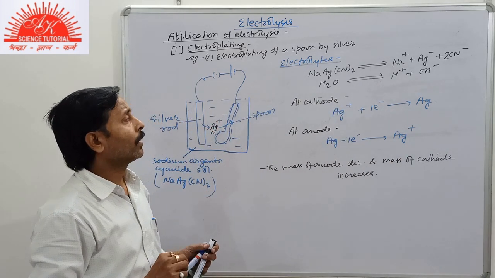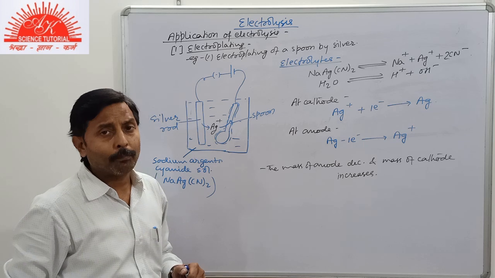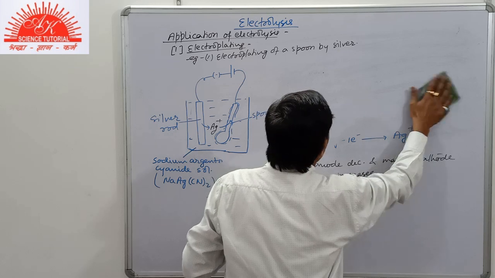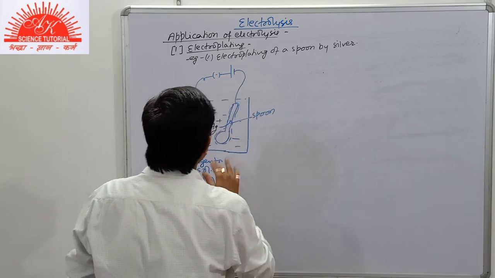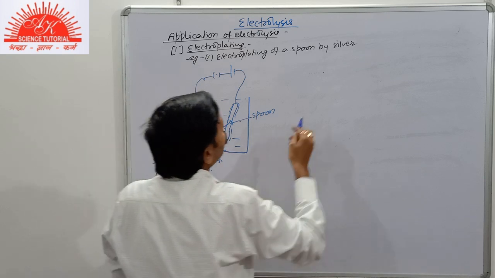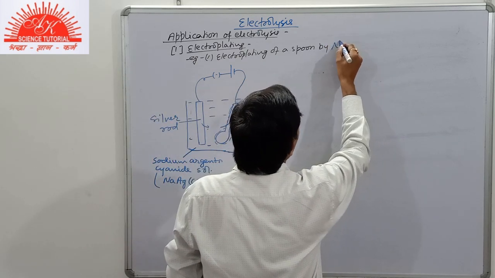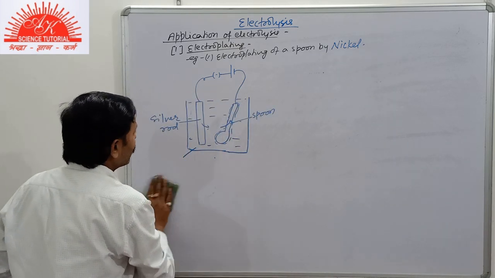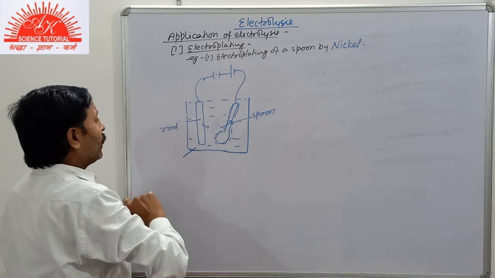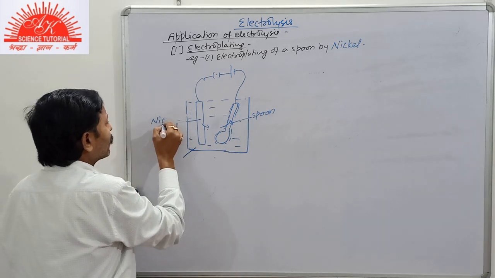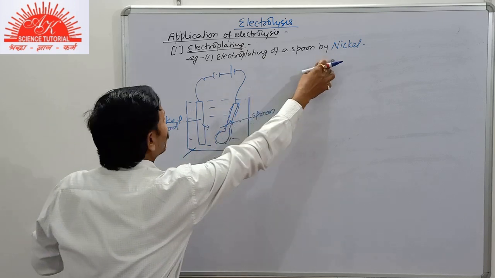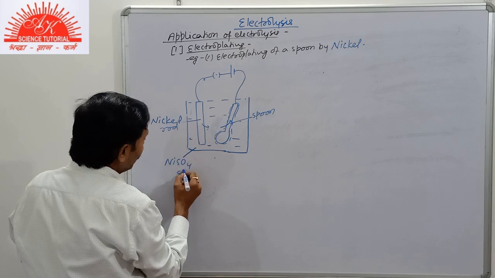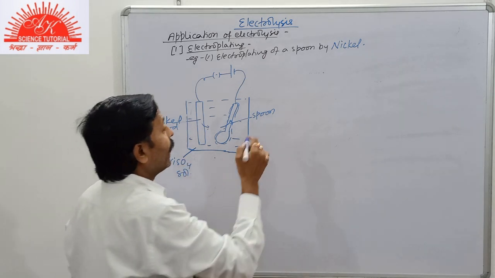Now suppose student, as another example, if you have to electroplate with nickel, then what will be the changes made here? If we have to electroplate with nickel, then what should be changes made? First of all, you will change nickel at anode, the metal to be deposited is taken at anode, and the electrolyte will also be changed, nickel sulfate solution.